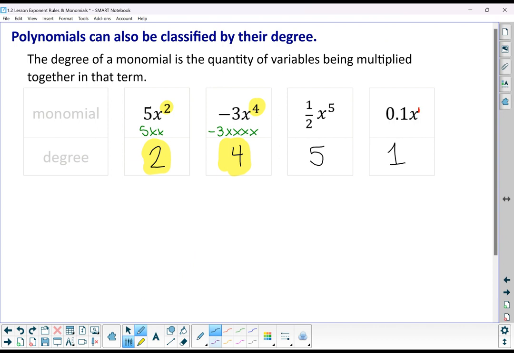And then finally, I just wanted to mention we had the monomial negative 15 on the last slide, and I wanted to talk about its degree. If you think about that definition as the number or quantity of variables that are being multiplied together in that term, you might notice that this negative 15 has 0 variables, and so that is a degree 0. So these were all monomials, and we could find their degree by thinking about the quantity of variables.